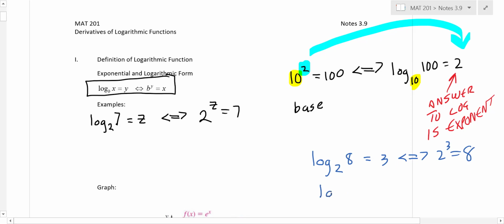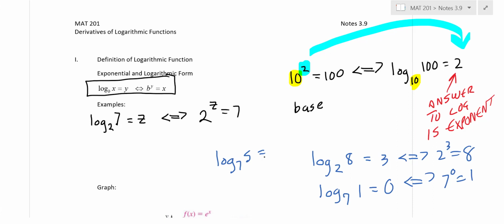Here's another one. Let's say you had log base 7 of 1. The answer is an exponent. What is it? 0. Good. Why? Because this base to the 0 power is equal to 1. So it's another way of writing an exponential expression. Now, if you encounter something like log base 7 of 5, you have to use technology to get that, because you don't know what power of 7 is 5. So that's the idea.